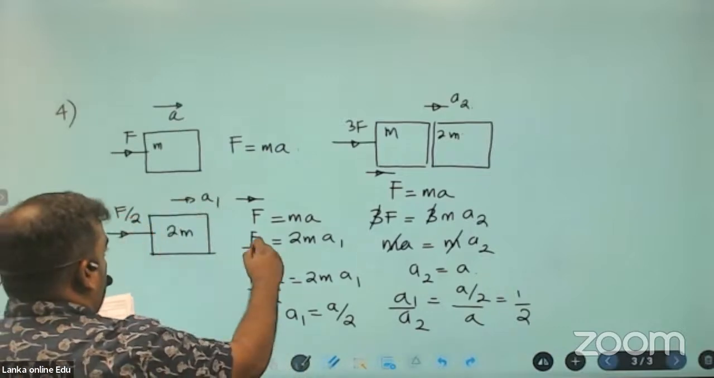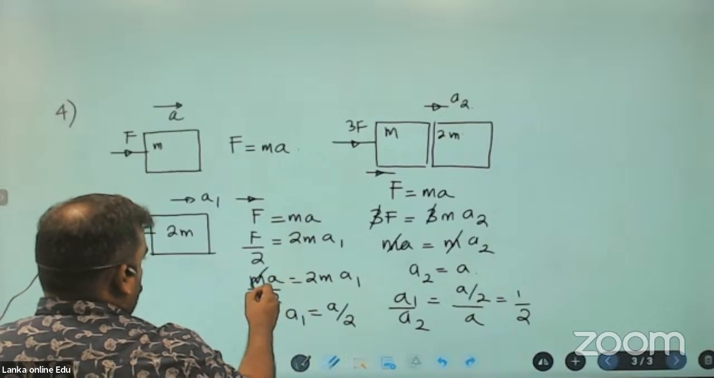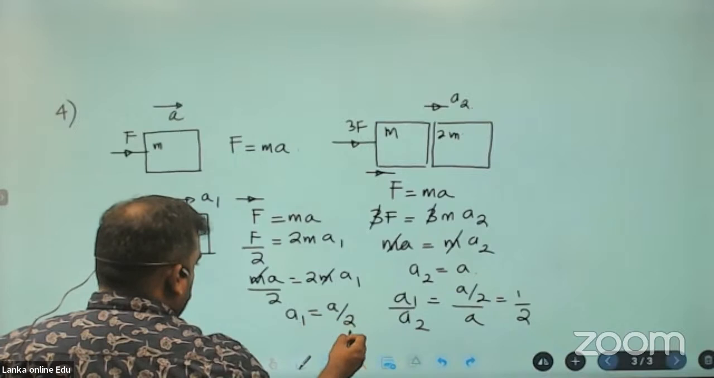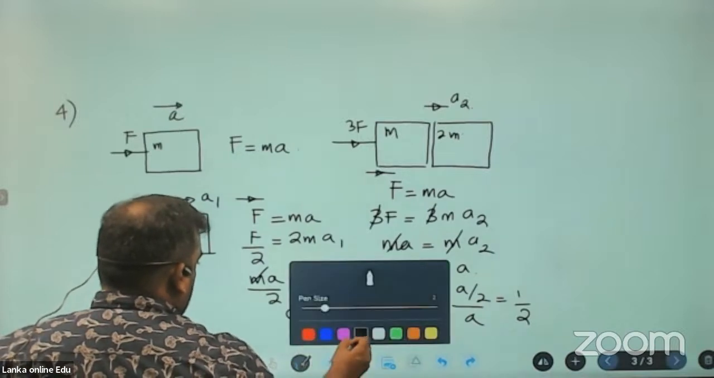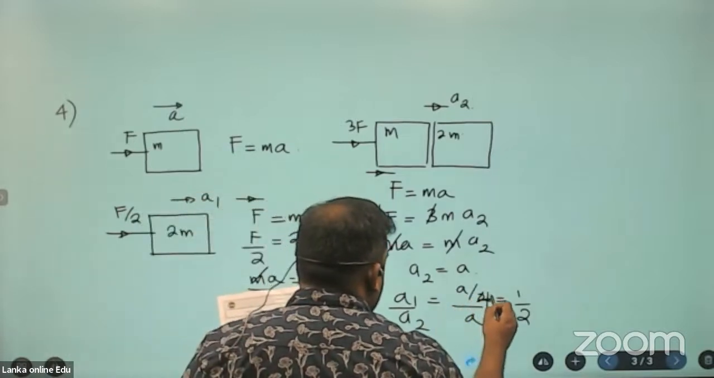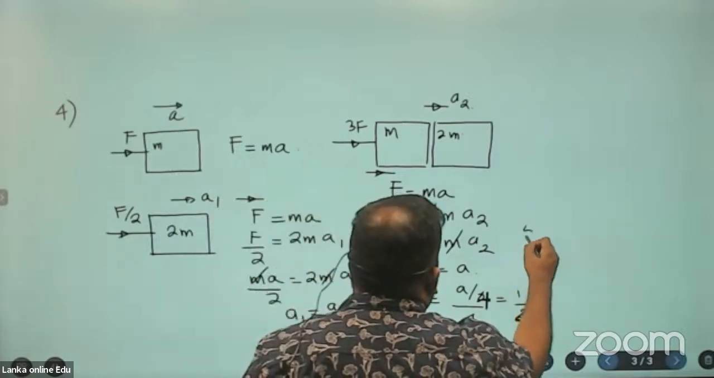F over 2, 2M. Oh, I'm sorry, M cancels off. This comes down. This should be 4. There you go, that's 4. So here it's 4. So 104. 104 is answer number 5.